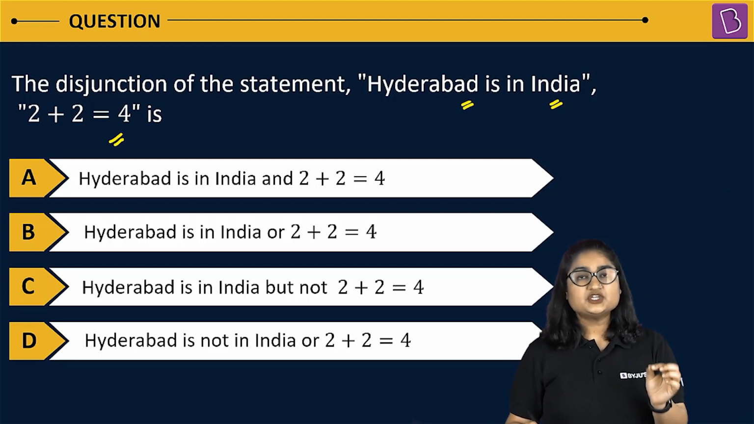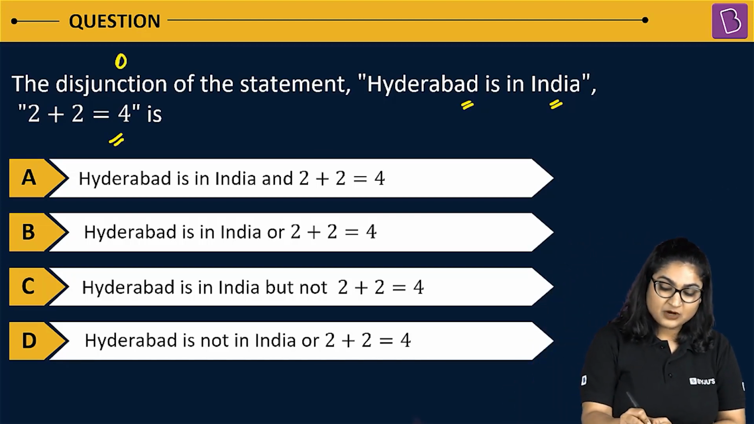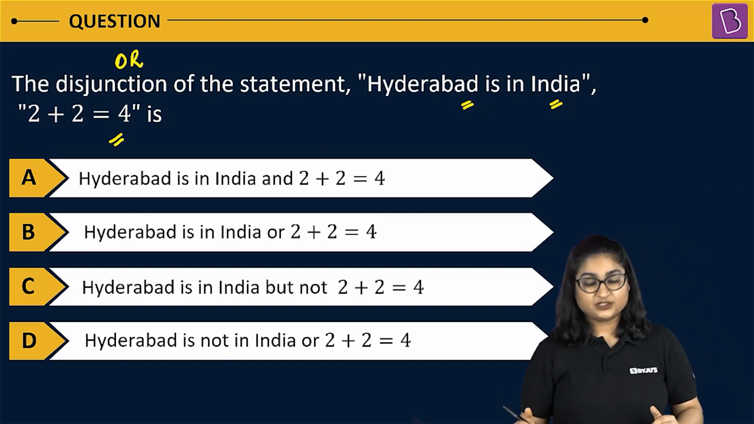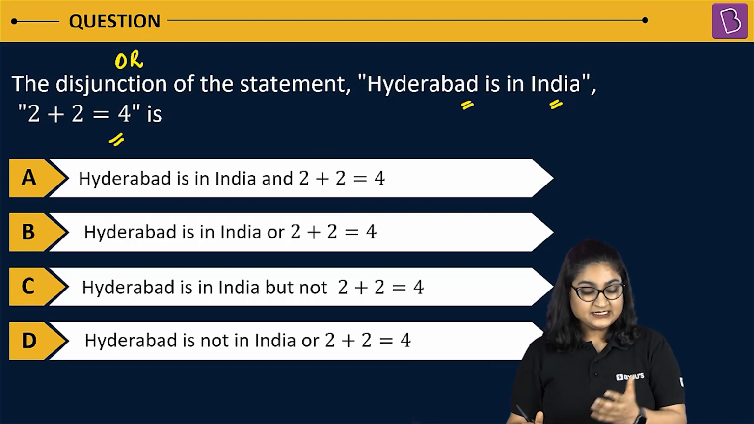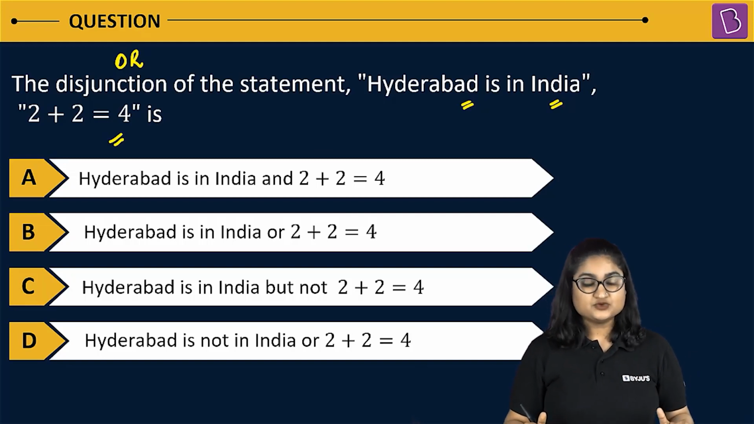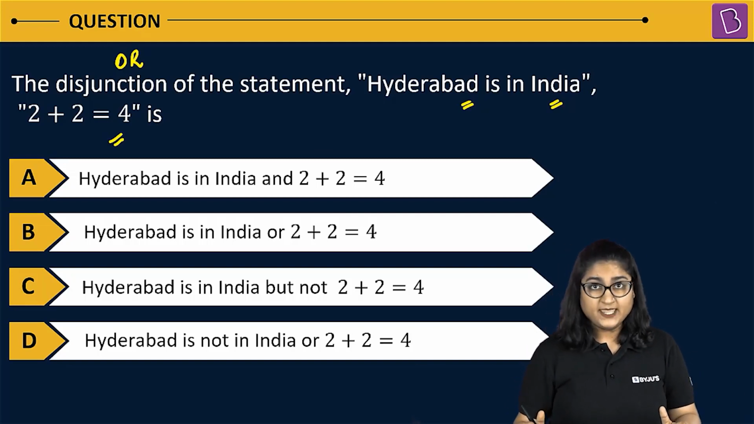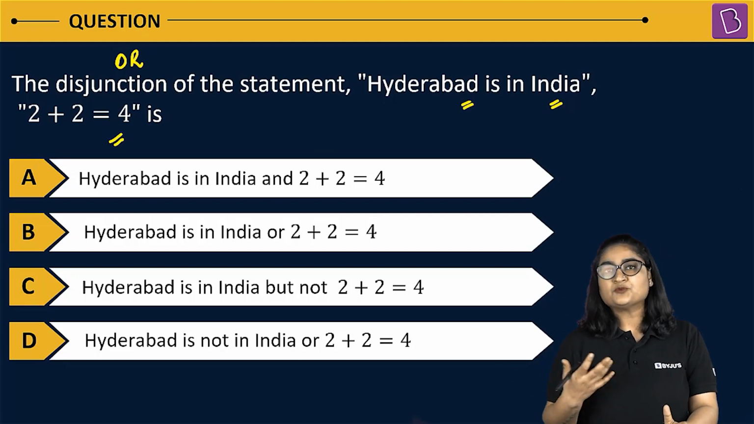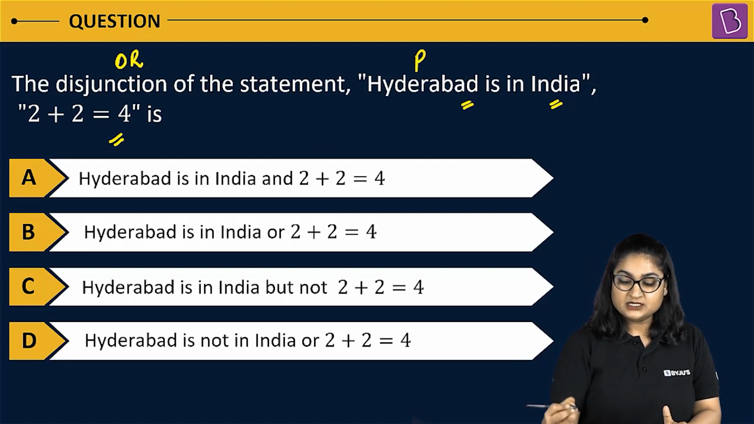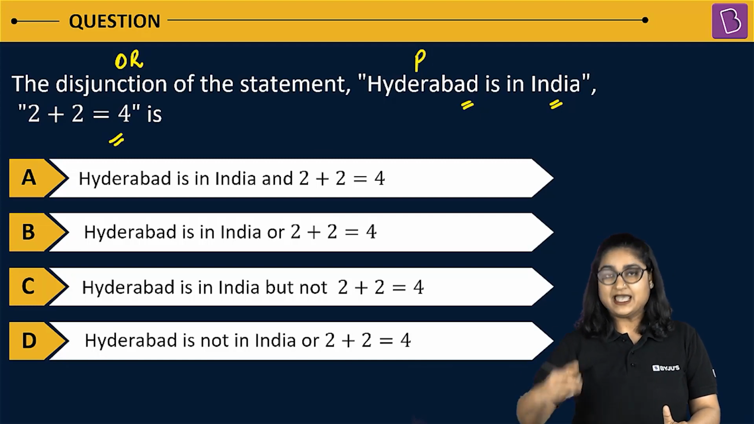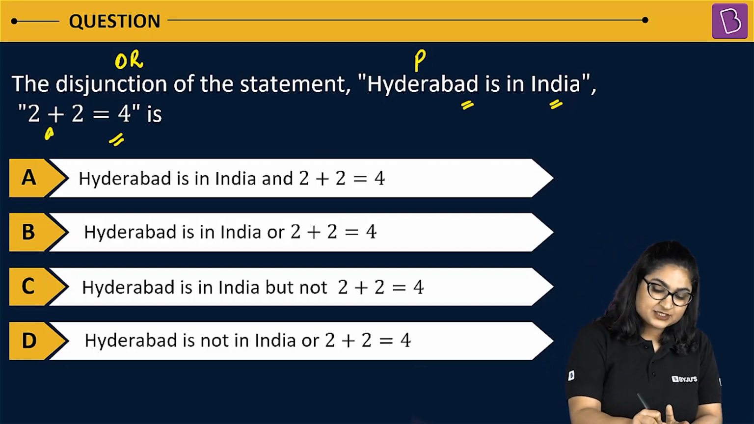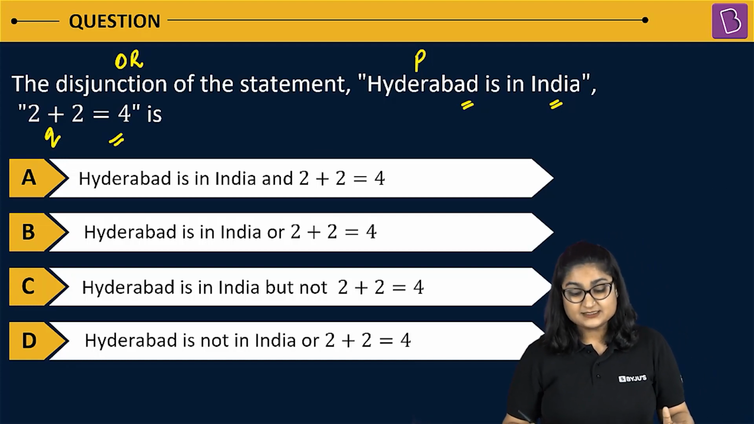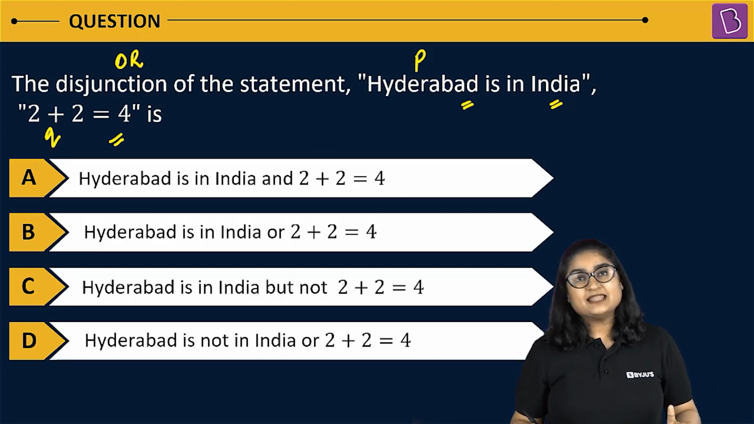Now disjunction means we are talking about the logical connective OR, and here we have two statements. Hyderabad is in India and the second statement is 2 plus 2 is equal to 4. So what I'm going to do here is assume that there is a statement P, which is Hyderabad is in India, as given to us in the question. I'm going to name the second statement as Q. So the first statement P is Hyderabad is in India, and the statement Q is 2 plus 2 equals to 4.